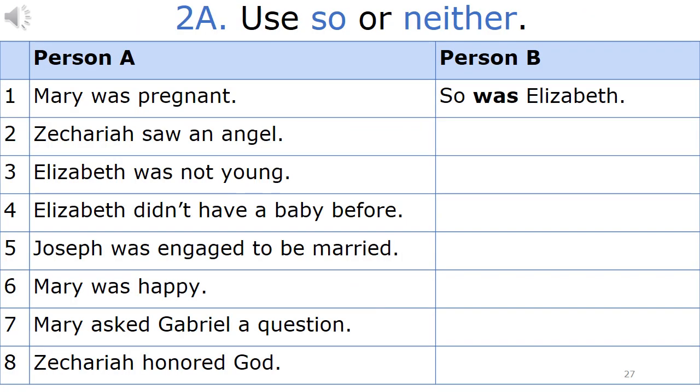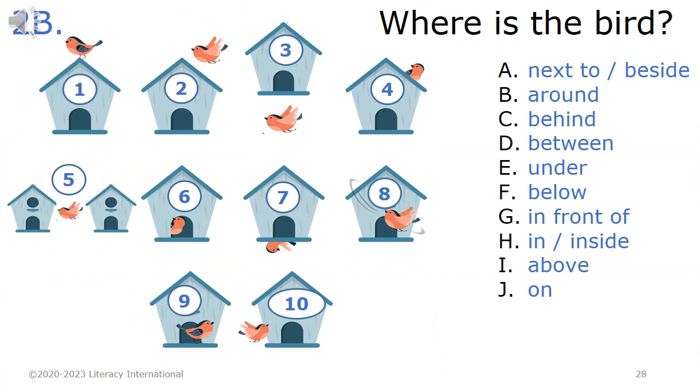2A. Use so or neither. Person A, person B. For example, 1. Mary was pregnant. So was Elizabeth. 2. Zechariah saw an angel. 3. Elizabeth was not young. 4. Elizabeth didn't have a baby before. 5. Joseph was engaged to be married. 6. Mary was happy. 7. Mary asked Gabriel a question. 8. Zechariah honored God.